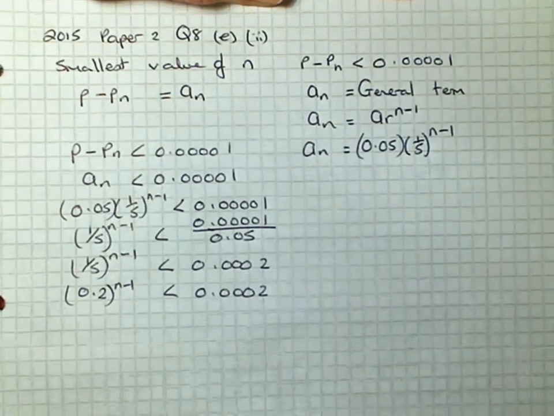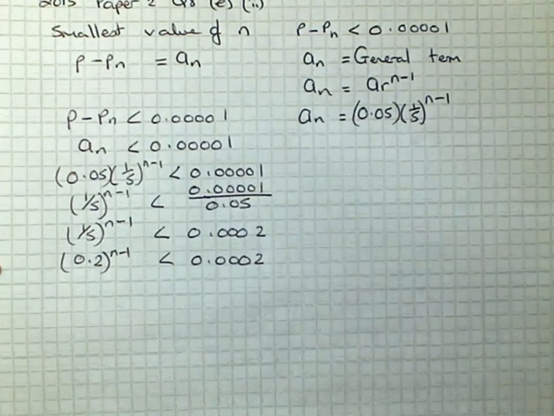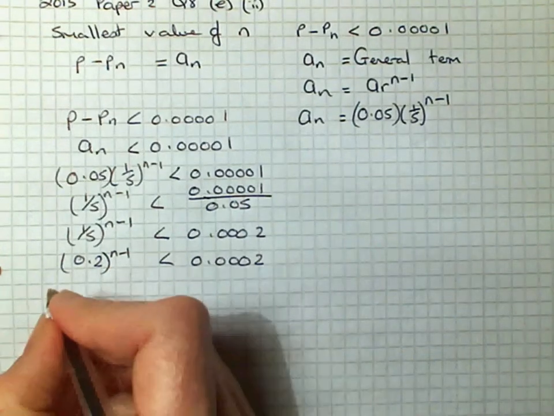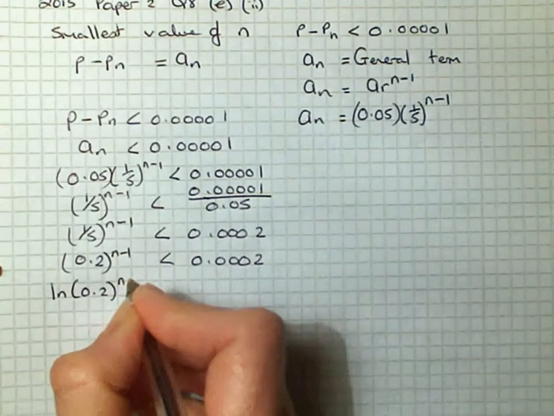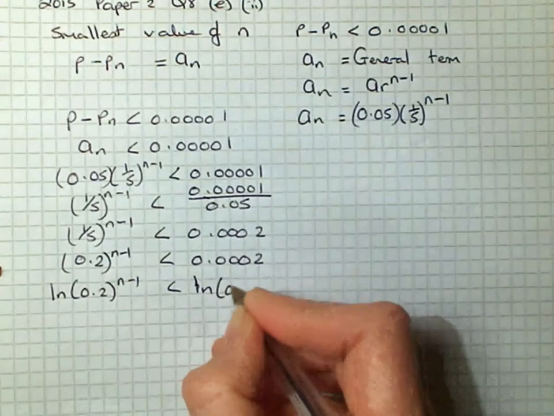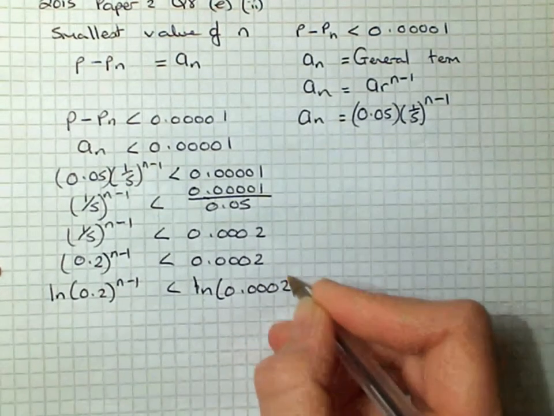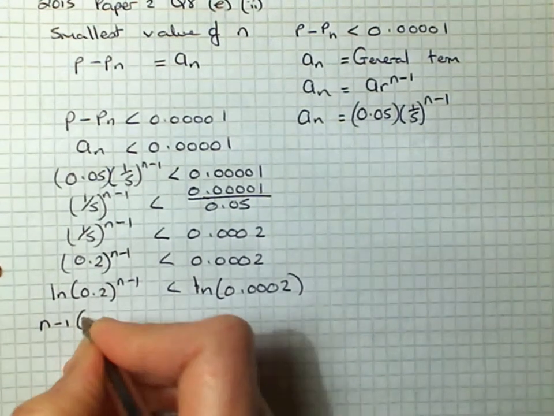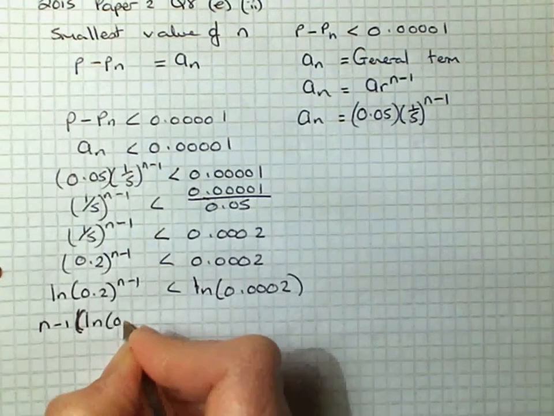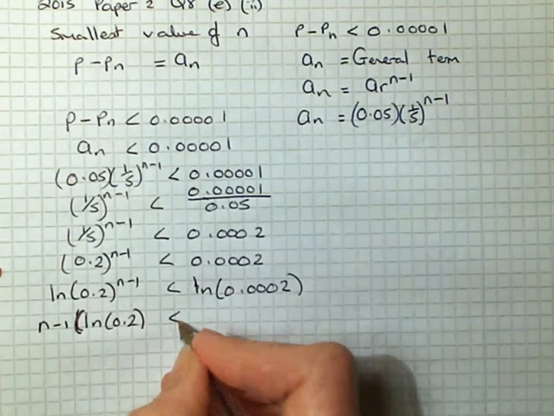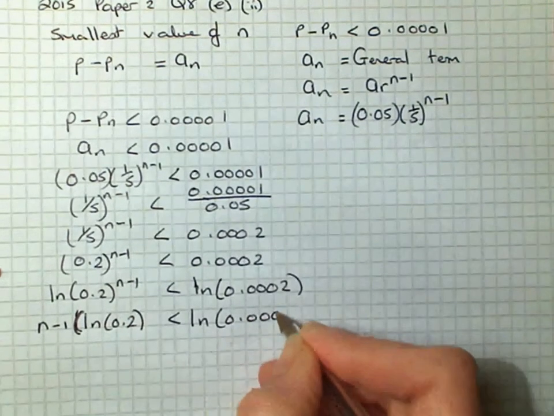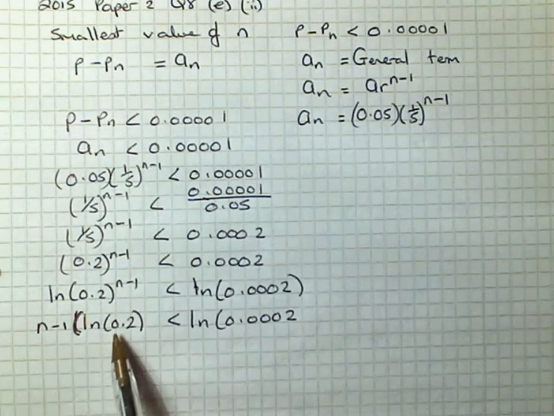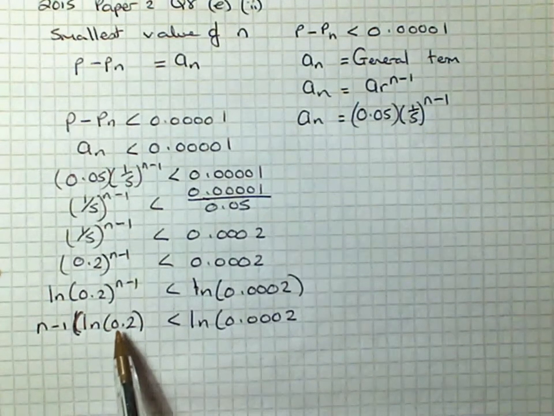Okay, so remembering the way to unlock an indice is to bring logs into play. So I'm going to find the ln of both sides. Okay, so using the laws of logs, n minus 1 by the ln of 0.2 less than the ln of 0.0002.